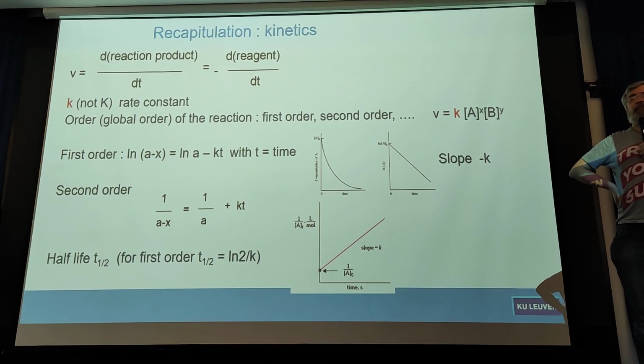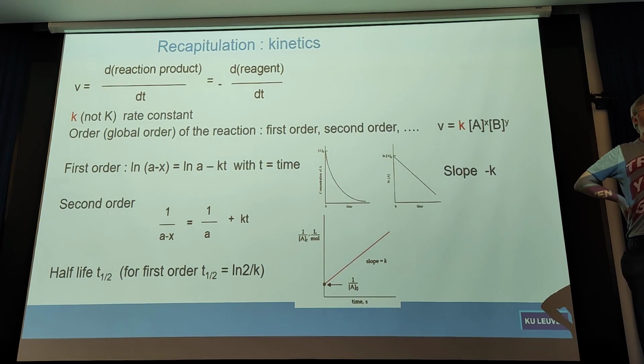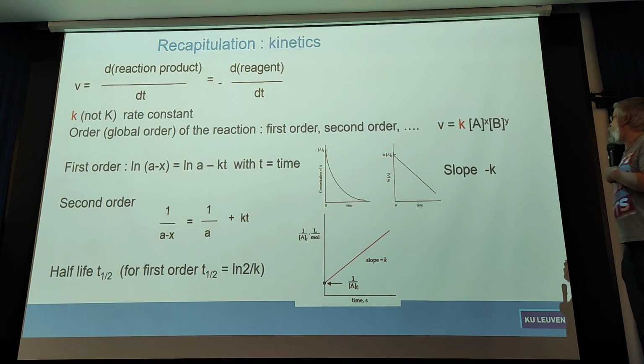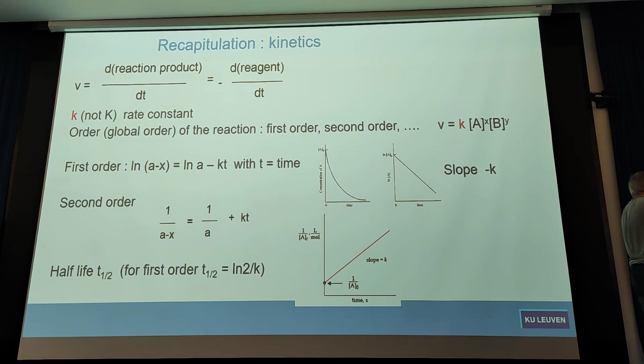This has to do with the molecularity. We have first order, second order, and those were the two types that we discussed the most. In fact, x and y combined is the global order of a reaction. Now, depending on whether it's first order or second order, we have different kinds of graphs that we can see of the concentration as a function of time.